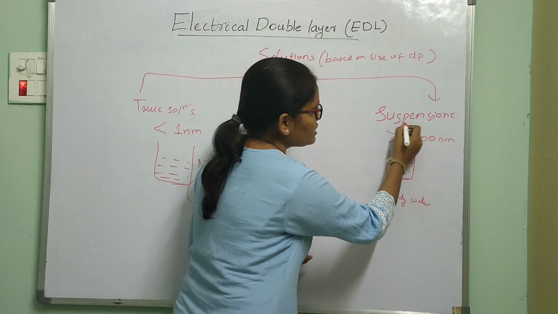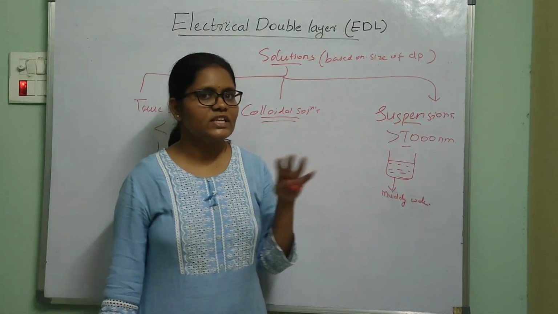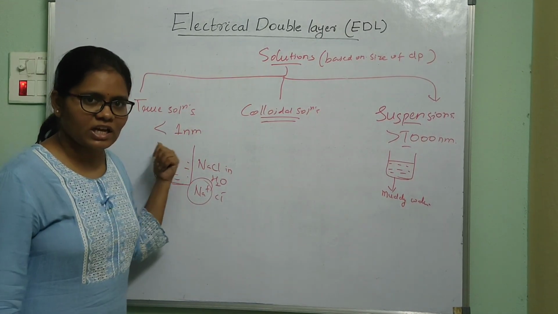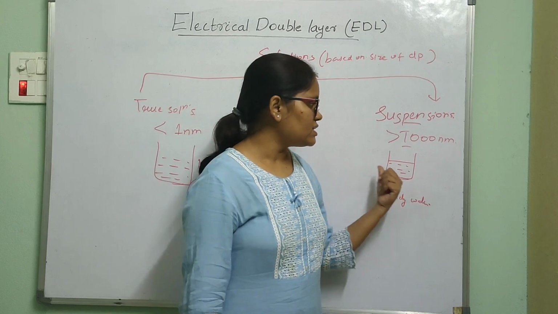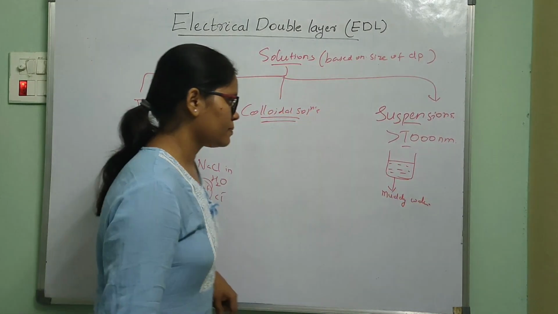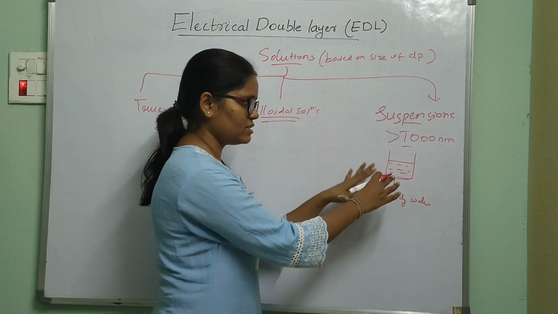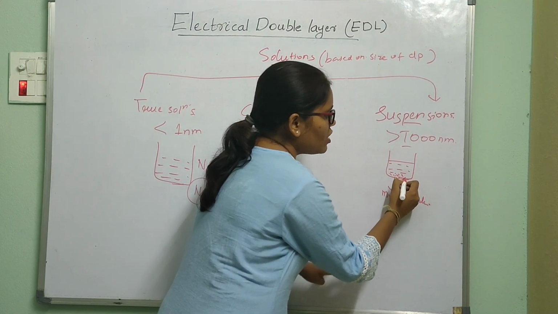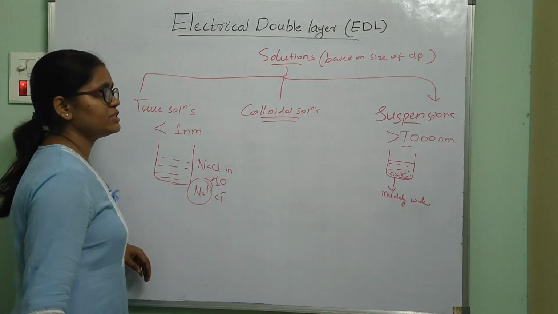The particles of suspensions can be seen with the naked eye. In true solutions, you can't even see with the help of a microscope, and in suspensions, you can easily see with your eyes. And if you leave this suspension still for a long time, what will happen? All the mud particles will settle at the bottom. So those are suspensions.